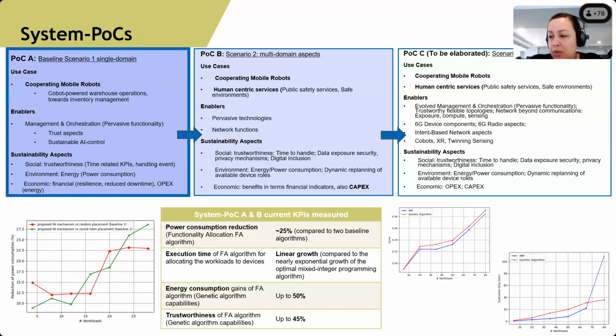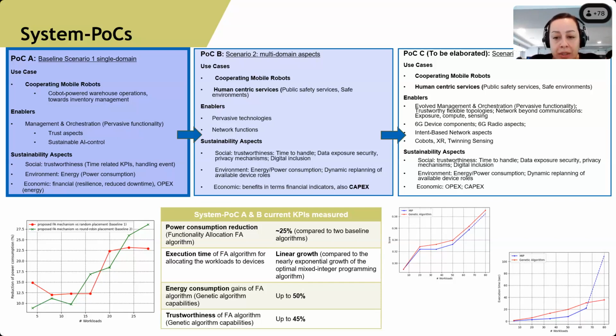The use case that is chosen to be studied is the collaborative mobile robots use case, as was just mentioned by Cristóbal, and the scenario that is studied is cobot-powered warehouse operations towards inventory management. So new enablers are to be introduced first in the first POC, which has now concluded, where management and orchestration enablers. On the second POC, which is now being studied, pervasive technologies and network functions are to be included, such as exposure of beyond communications data, such as sensing.